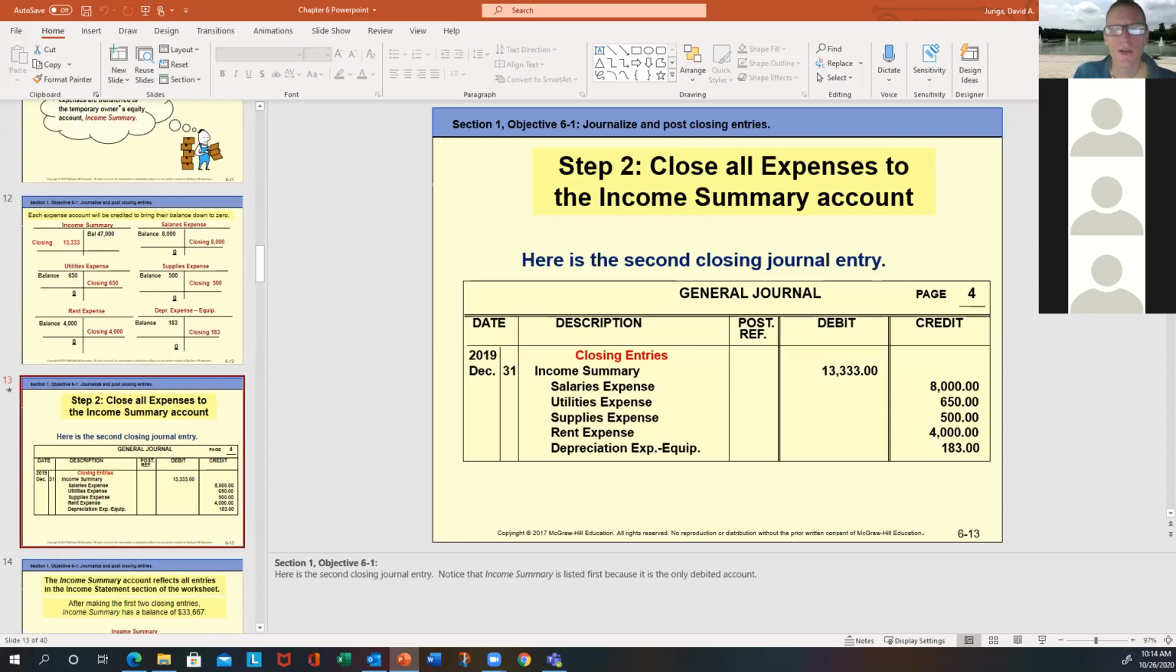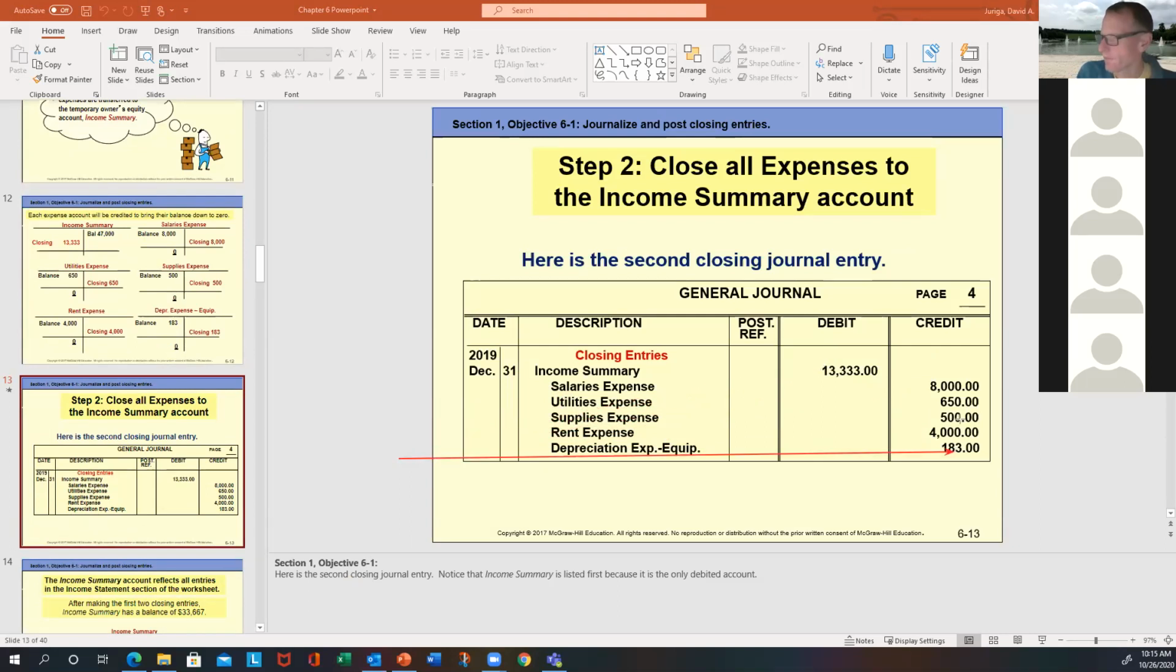So when we go to do our expense closing, you notice that they like to put it in one compound entry. In this illustration, they've got 5 different expense accounts: salaries, utilities, supplies, rent, and then depreciation. And what they did was put these as credits. And of course, they added them up, and then they got one debit of $13,333.